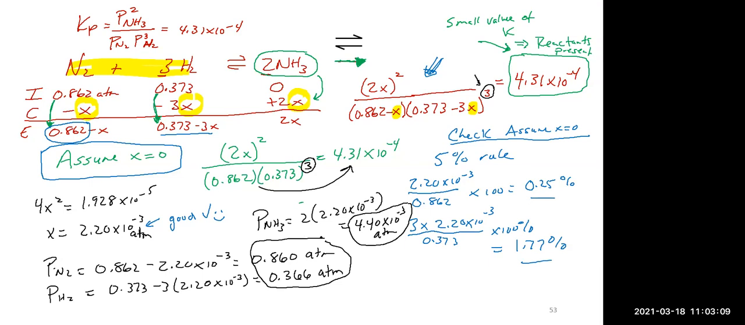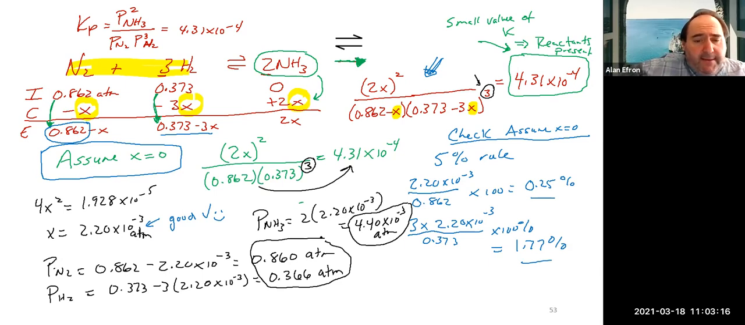Can you only do the assumption for pressure? Can you do that for concentration too? You absolutely can. Pressure and concentrations work the same way in terms of the ice table. It's not really based on whether it's pressures or concentration. The assumption is really based on the K value that you have here.